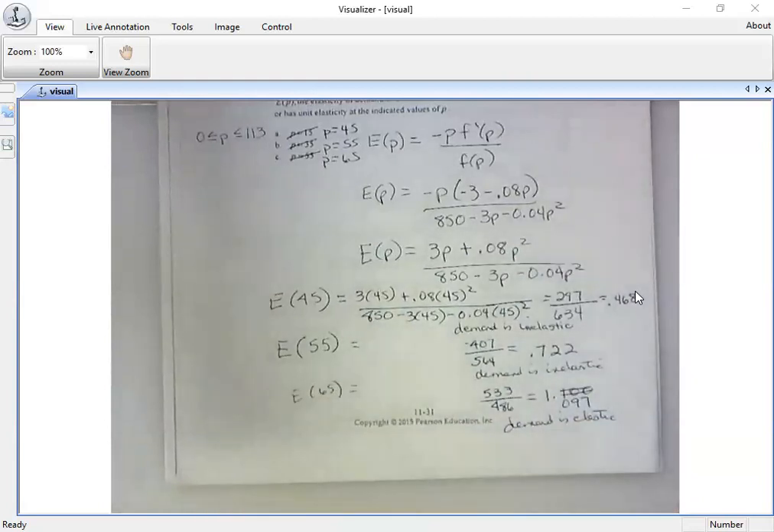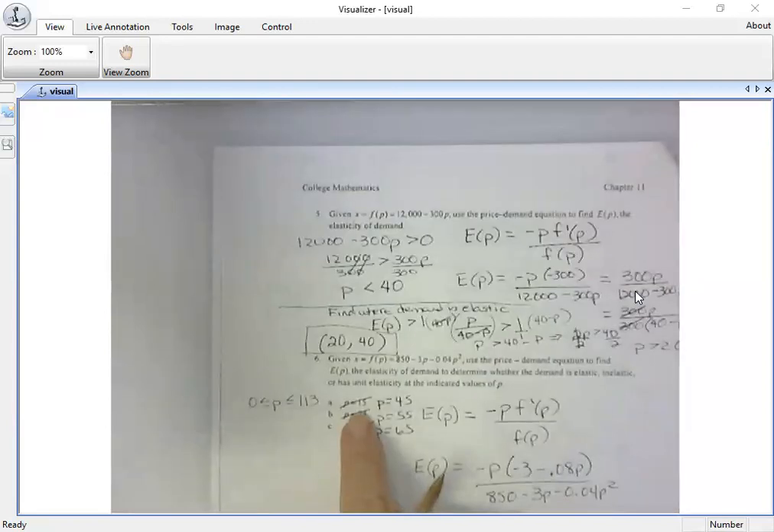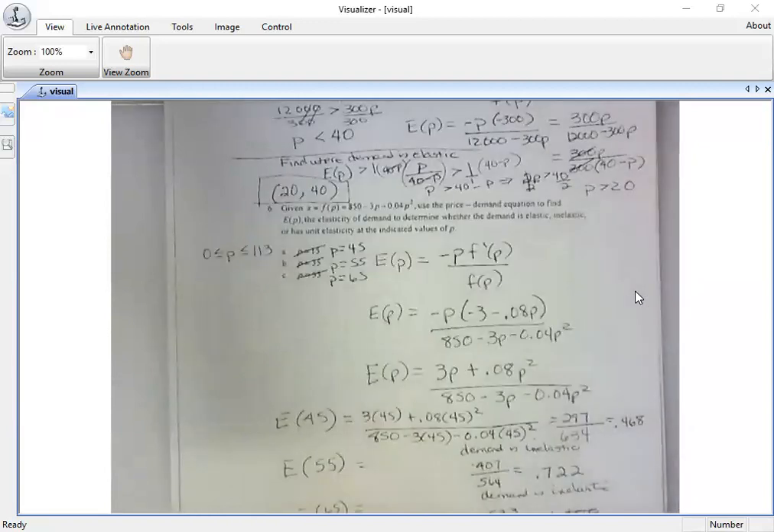So if I'm wanting to be a little gutsy, I may want to go with 65. That's not too far off of 1, and that definitely makes more sense than charging something like 15. I don't know why anybody would even test that to come up with the answer. All right, so questions?